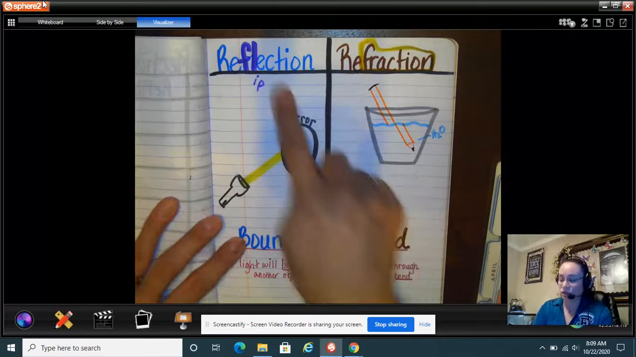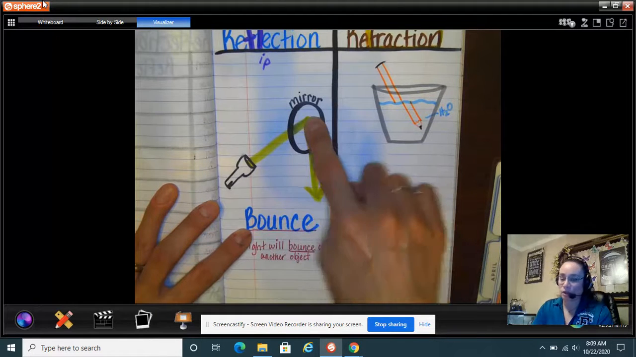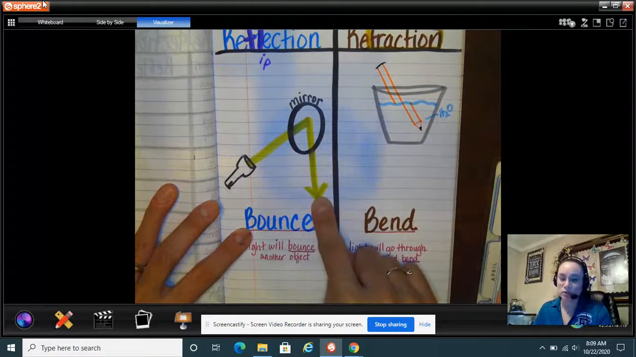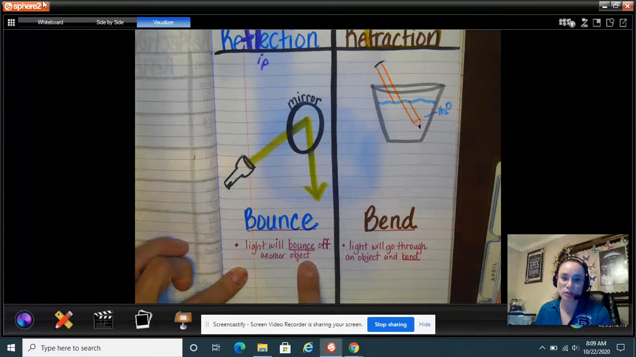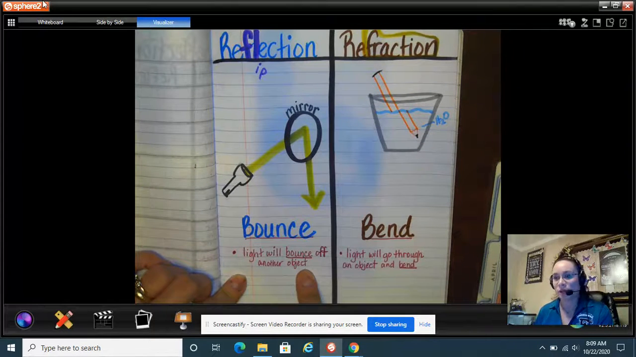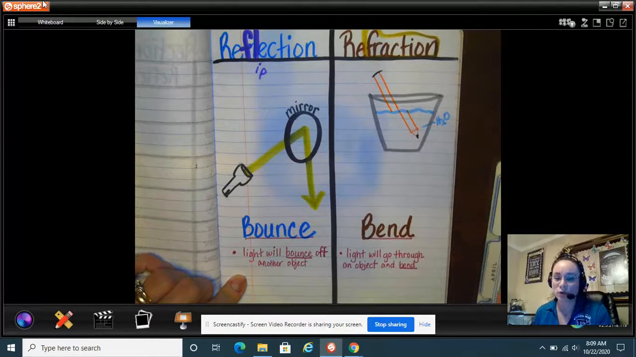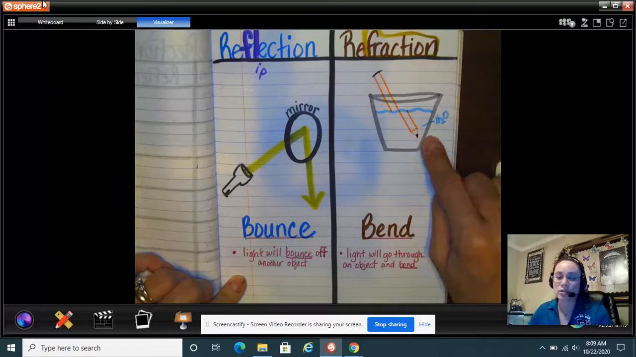So let's look at reflection. I drew a flashlight. You shine it to the mirror. It's going to bounce off in an angle. So I wrote the word bounce, and I wrote light will bounce off another object. Okay. So on Thursday, when you're doing this experiment, you got to look for these characteristics for the property of light for reflection.